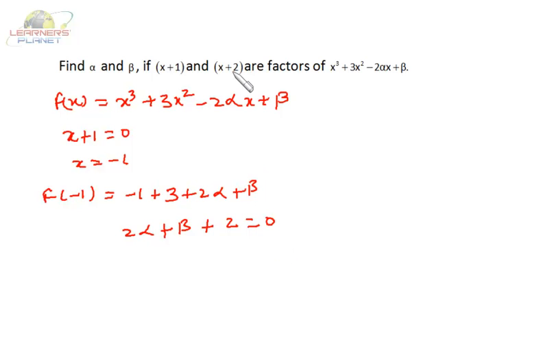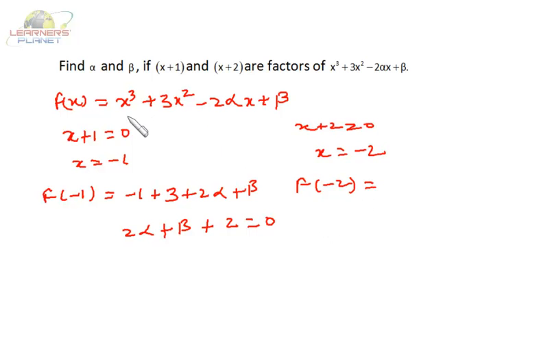Now similarly, x plus 2 is also a factor of it. So let's calculate the zero of x plus 2. It's x is equal to minus 2. So if x plus 2 is a factor of it, then f of minus 2 should also be 0. So let's calculate f of minus 2.